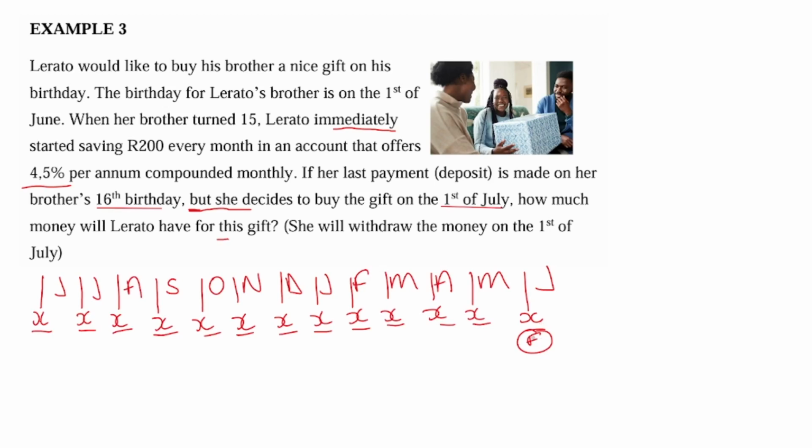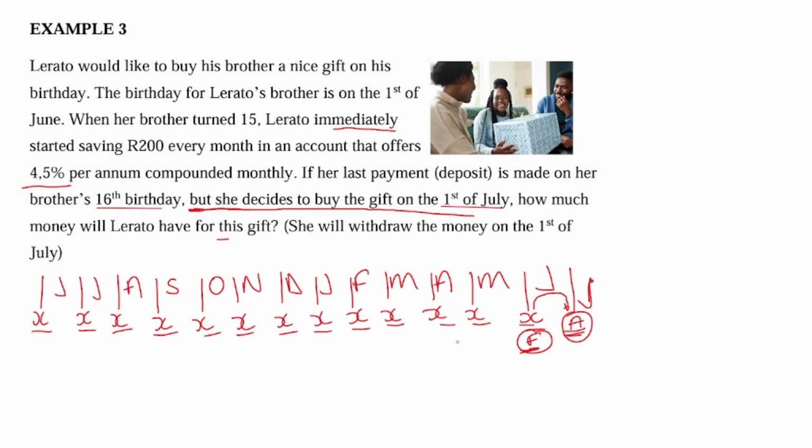We have the future value here, but the money is not withdrawn. She decides to buy the gift on the 1st of July. This is the 1st of July, so there's no deposit here, but what will be the future amount here? What is the accumulated amount on the 1st of July? The future value is here. Remember, the future value is just at the last payment, and then this money will gain interest for one more month. So what will be the accumulated amount on the 1st of July?